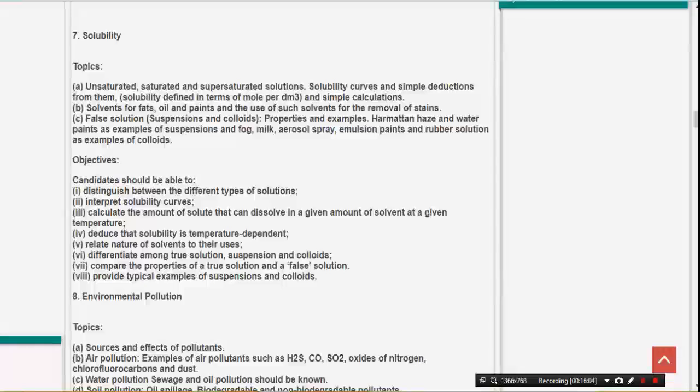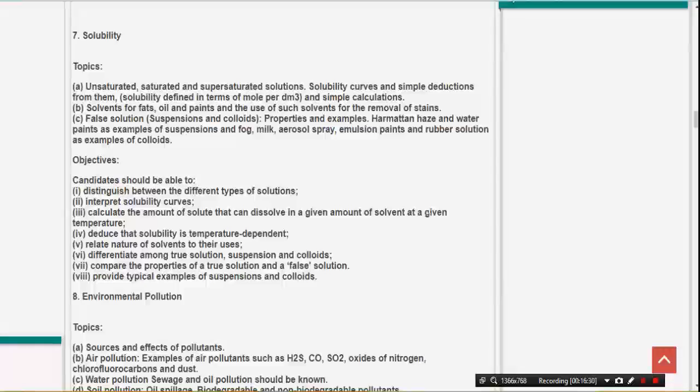Objectives. Candidates should be able to distinguish between the different types of solutions, interpret solubility curves, calculate the amount of solute that can be dissolved in a given amount of solvent at a given temperature, deduce that solubility is temperature dependent, relate nature of solvent to their uses.